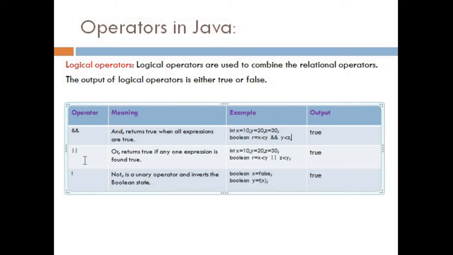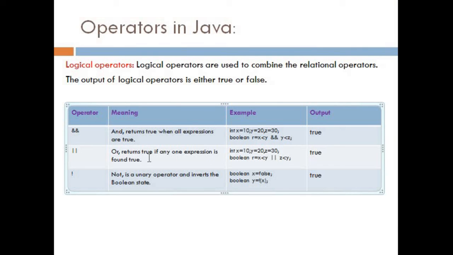Now see the next logical operator, denoted by the two vertical pipes. This is the OR operator. OR returns true if any one expression is found to be true. Take the case of this example. The first statement assigns the value 10 to the variable x, 20 to the variable y, and 30 to the variable z. The second statement declares a boolean variable r which is equal to x less than y or z less than y. Here the two vertical pipes denote the OR operator.